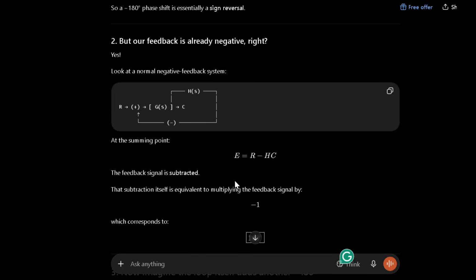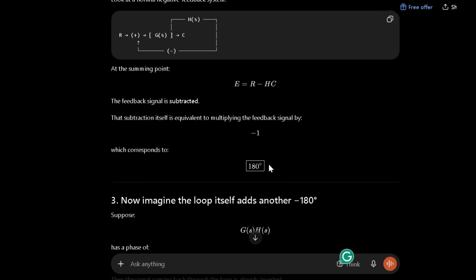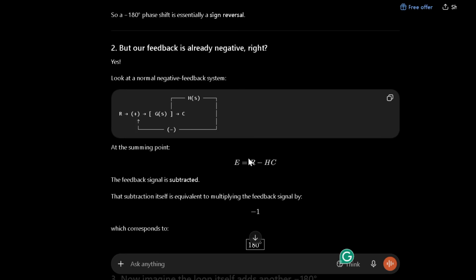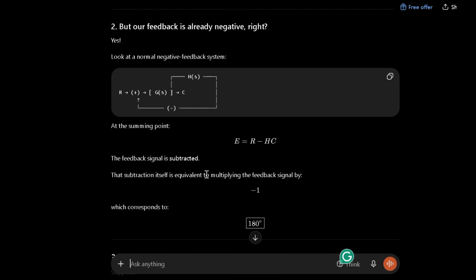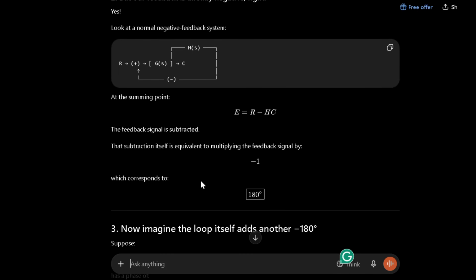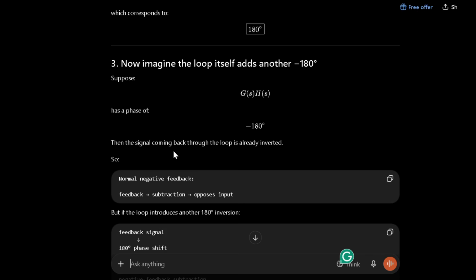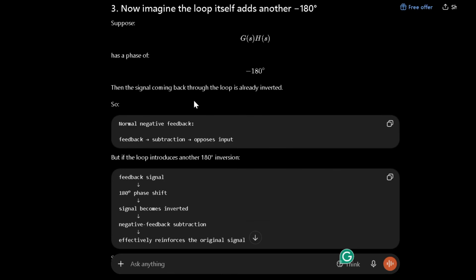So there are many open loop formulas. E means error. It is calculated by input minus feedback times output. The feedback signal is subtracted. The subtraction itself is equivalent to multiplying the feedback signal by minus 1, which corresponds to 180 degrees. Now imagine the loop itself adds another minus 180. Suppose G(s)H(s) has a phase of minus 180, then the signal coming back to the loop is already inverted. So that's why it is minus 180.